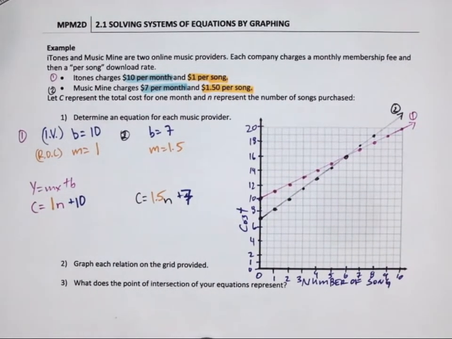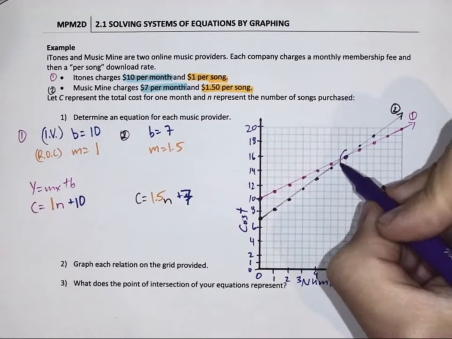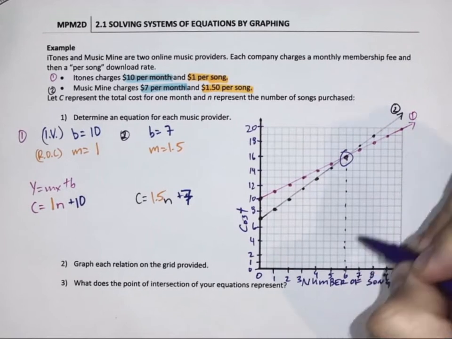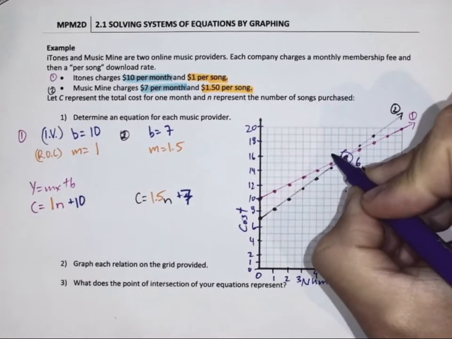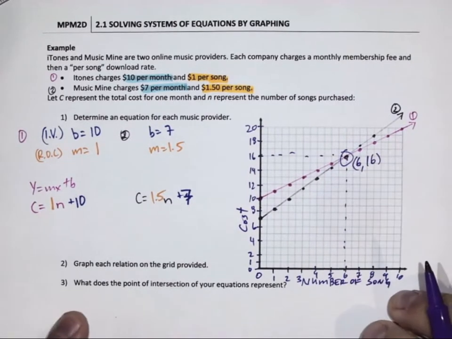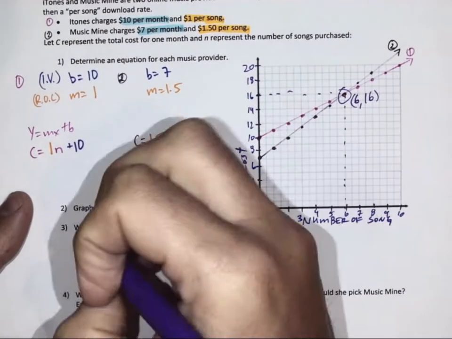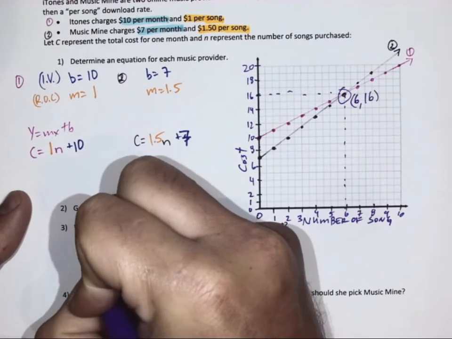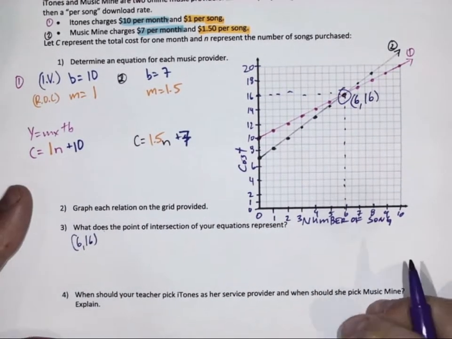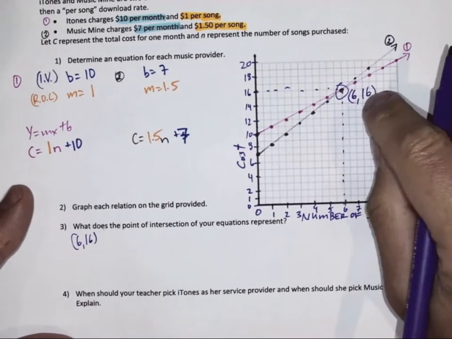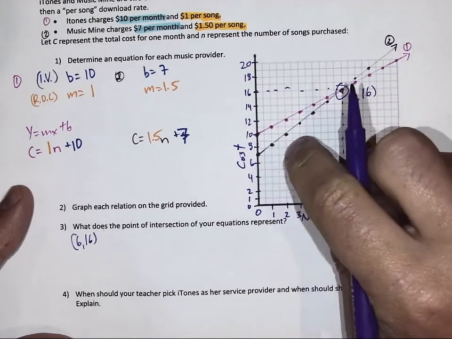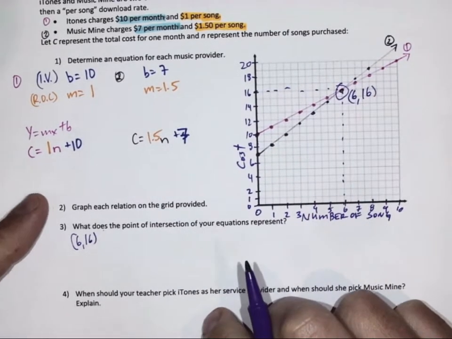Now I can see that they actually intersect, they actually cross at that point, which is, if I were to drop down low to see, 6, 16. So that's our actual point of intersection. It actually crosses at 6, 16. What does that mean? Well, that is the point where to download the same number of songs, it would cost the exact same no matter which provider you had, $16.